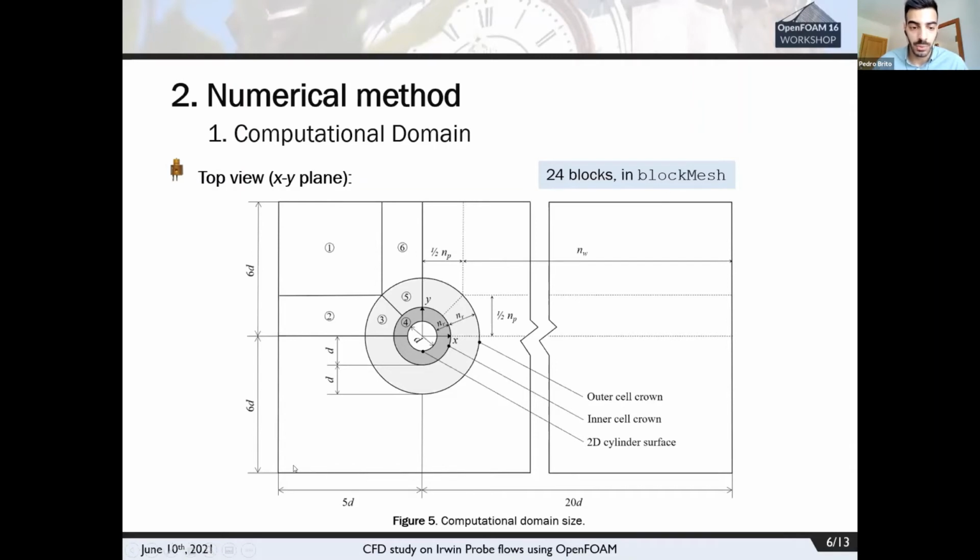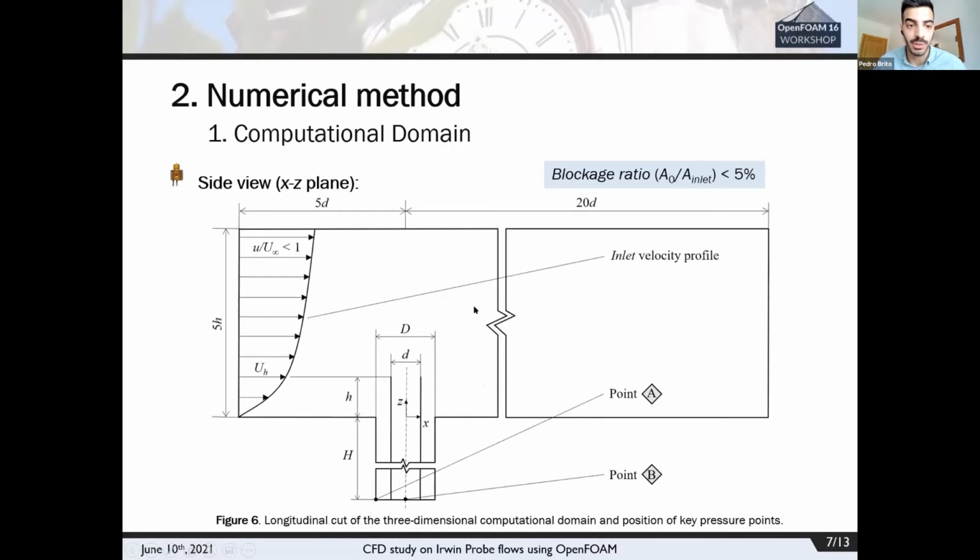Ratan, in the last work, showed us some domain with thousands of meters in distance and length. Here, we have just a few centimeters. The 24 blocks, each quadrant is divided into 6 other blocks, and around the sensor we have 2 refinement regions with a gradient in cell size. So this is the top view of the computational domain.